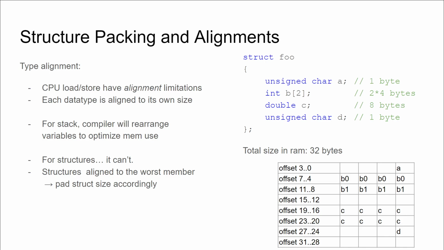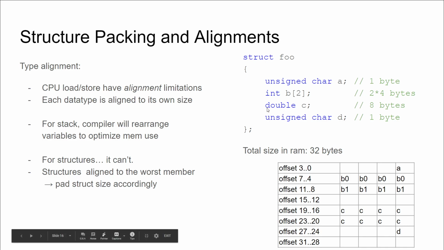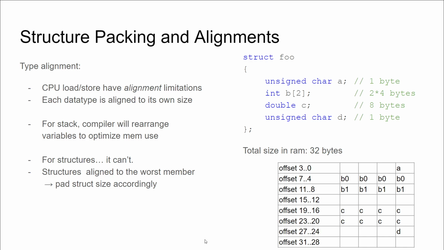Why? Well, the thing is, there's nothing preventing us from making an array of this structure. And if we do, we need to ensure that each element of this array has a starting address that is aligned to the largest data type, in this case the double. So the size of this data structure is 32 bytes.